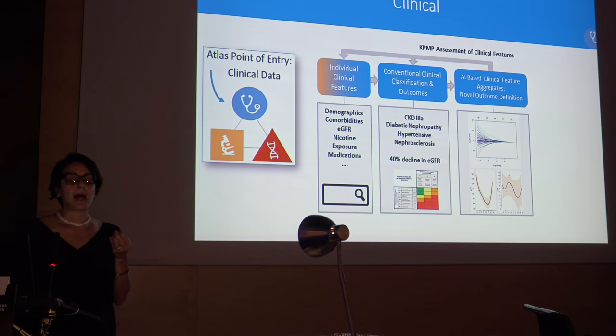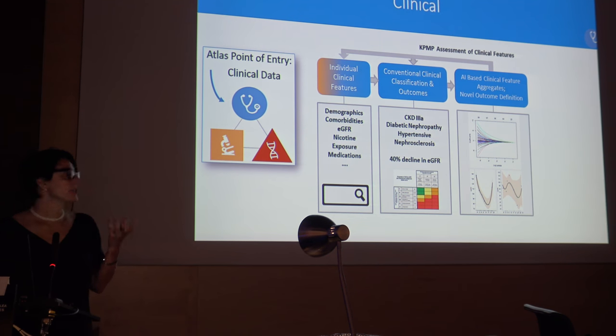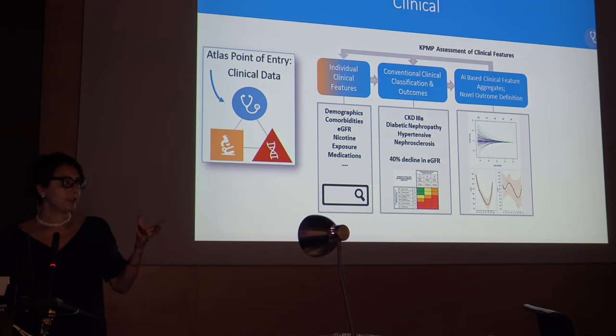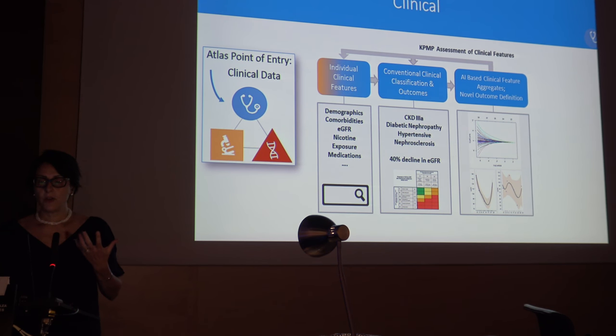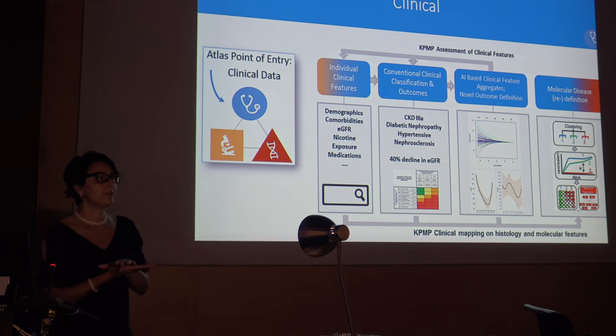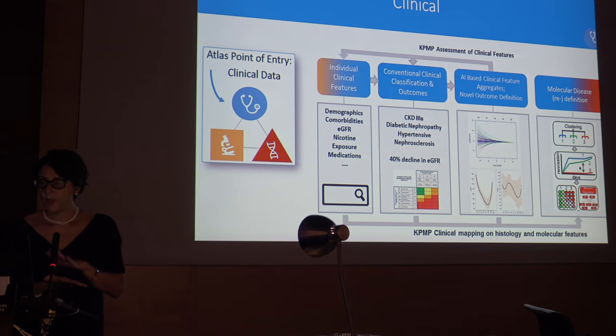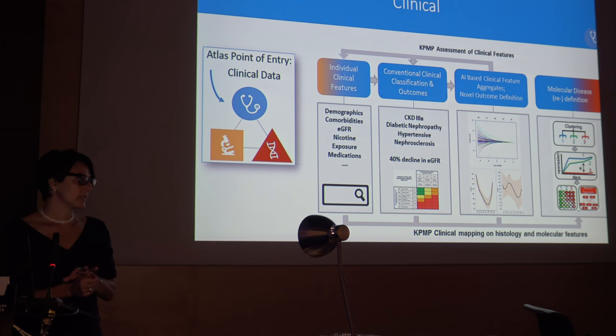You can enter the atlas utilizing clinical information and ask queries about the individual clinical features as conventionally determined. Does this patient have a GFR of that, etc.? Or using conventional clinical classification or outcome measurements. But you can also query the atlas using artificial intelligence-based clinical feature aggregates and novel outcome definitions. So you look at the same clinical data and start analyzing them in a different way. And again, you can overlap your clinical information depending on how you want to look at it, and map it on the histology and the molecular features to redefine molecular diseases.